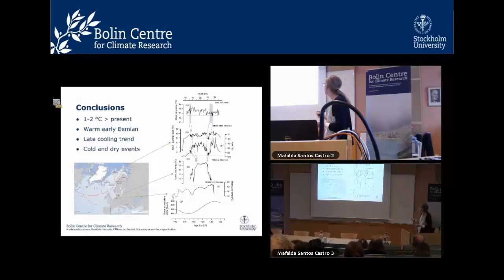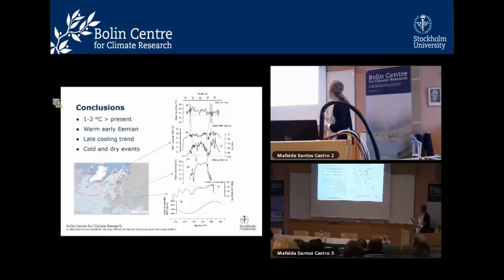We see a cooling trend towards the end of the Eemian, but most importantly, maybe, we see warm conditions during the early part of the interglacial. And this is also similar to records from Northern Europe and Central Europe, and also records from the subpolar North Atlantic. But it differs from the record from Denmark. It shows 2 to 7 degrees cooler temperatures during this early part of the interglacial.